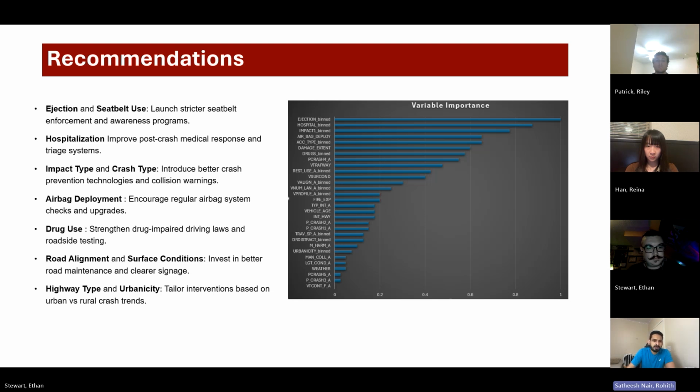Second, improving post-crash medical response can significantly reduce injury outcomes. We also suggest deploying better crash prevention technologies and encouraging regular airbag system checks. Also, addressing drug-impaired driving through stronger laws and roadside testing is another important step. And lastly, investments in better road maintenance, signage, and tailoring interventions to urban and rural crash patterns are very necessary.